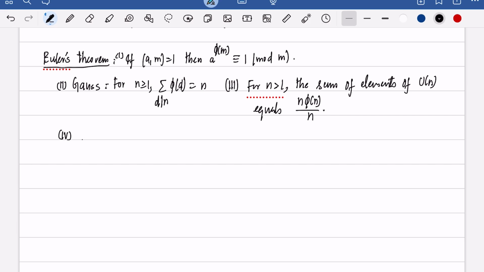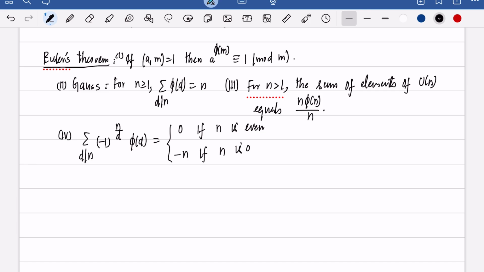Now the fourth one, which is related to the Mobius function, is the summation over d dividing n of (-1)^(n/d) φ(d). This is related to the phi function, and it is equal to 0 if n is even, and it is minus n if n is odd.